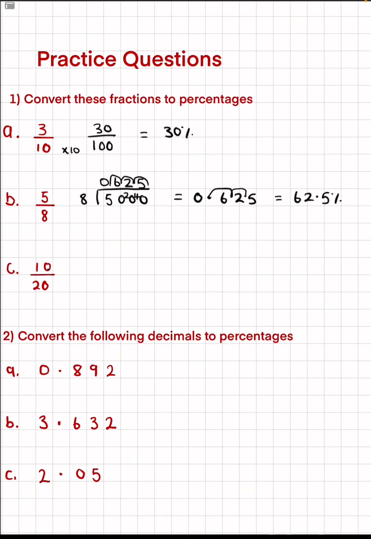To convert this fraction to a percentage, we need to make an equivalent fraction with a denominator of 100. To get from 20 to 100, we've multiplied by 5. So we need to do the same with the top number. 10 times 5 is 50. So the percentage is 50%.